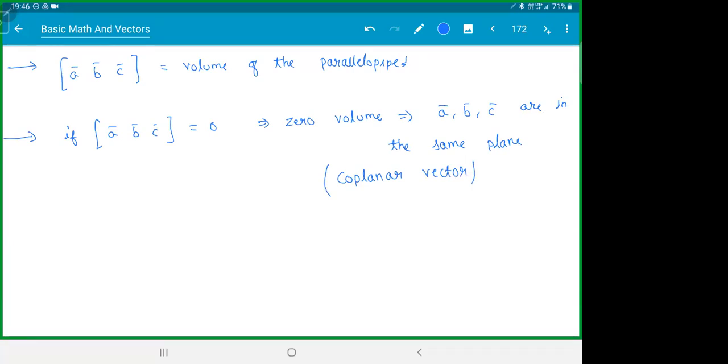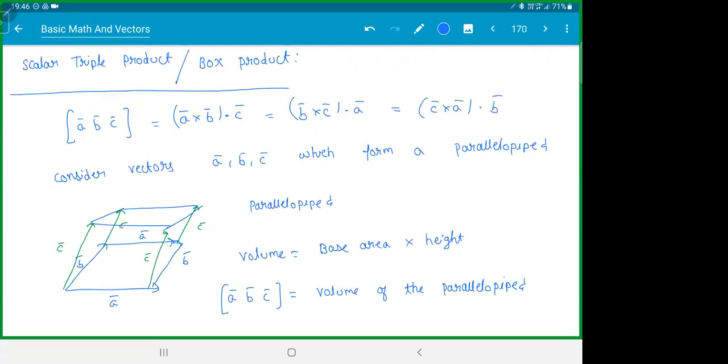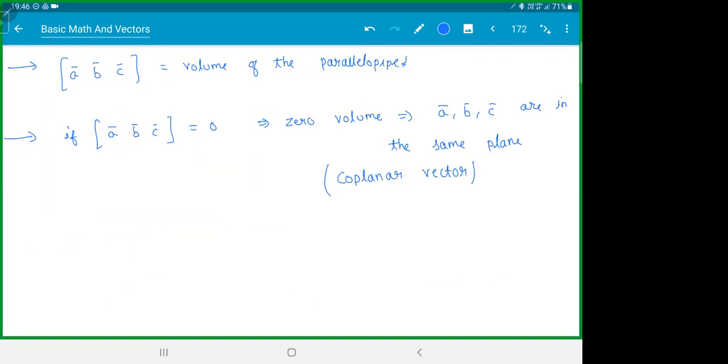Are the sides here the same? Sides are not the same, right? A, B, C I gave, right? The sides are not the same. In a cube, all 3 sides are perpendicular to each other, right, Monica? This is even better than a cube, right? The side lengths are not the same, the angles are not the same. So this is a condition for coplanarity: vectors in the same plane.